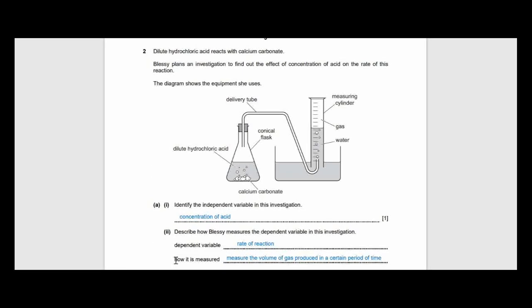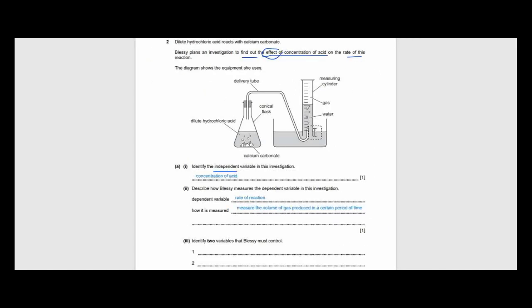So how is it measured? It is measured by the volume of the gas produced in a certain period of time. So that will be the answer. Next. Now in question 2A part 3, identify two variables that Blasi must control.